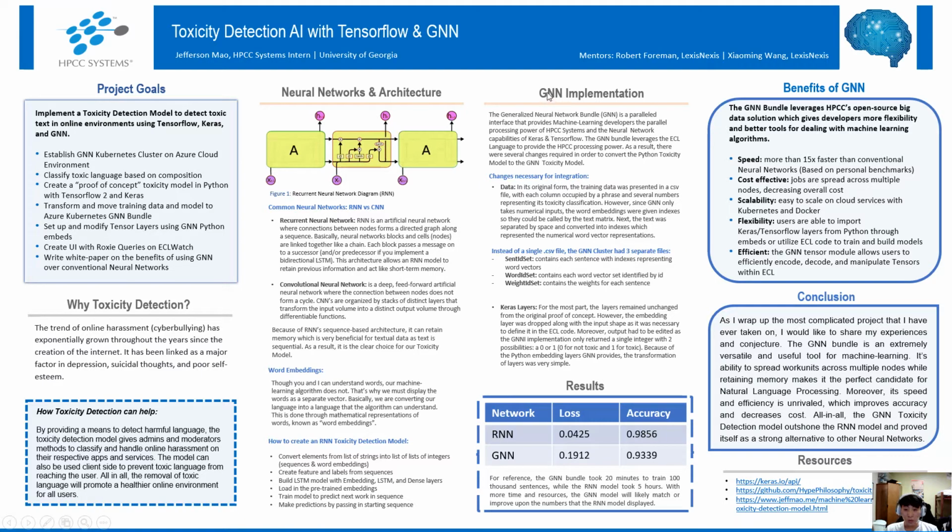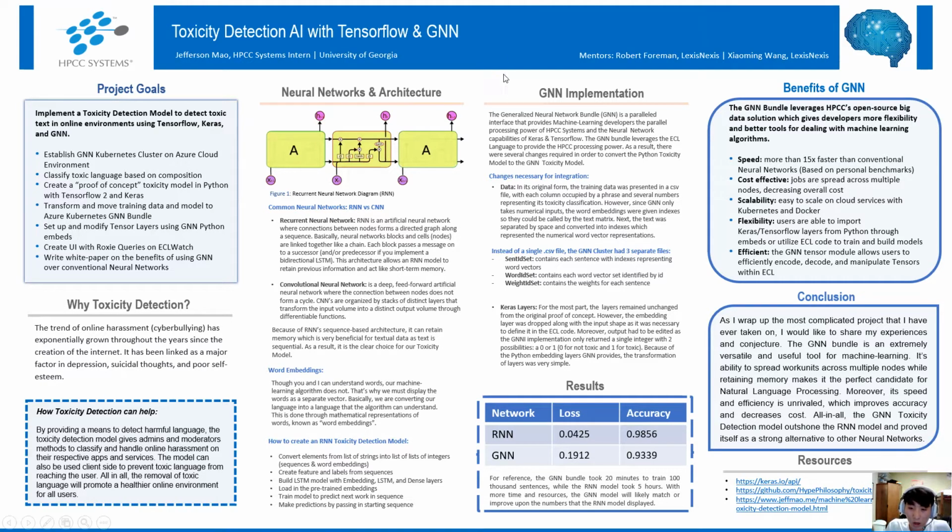Next, we move on to the GNN implementation. The generalized neural network is a parallelized interface that provides machine learning developers the parallel processing power that HPCC Systems offers and the neural capabilities of the Keras and TensorFlow APIs. The bundle leverages the ECL language to provide the HPCC processing power, which is great in theory, but unfortunately for me, I had to migrate my Python code over to GNN, which required several changes to make it all compatible.